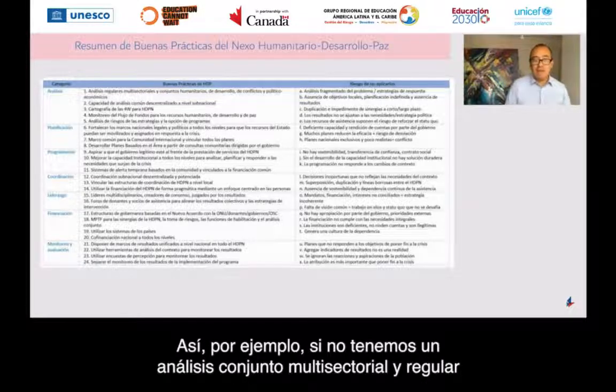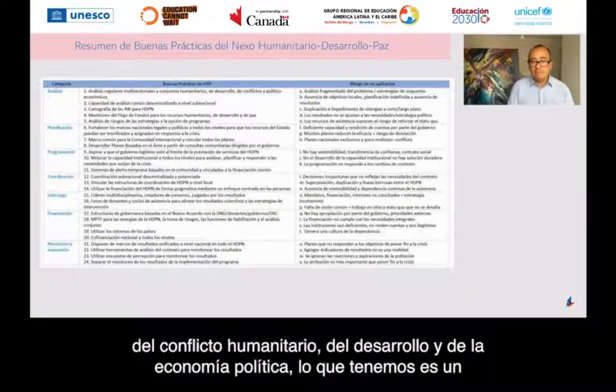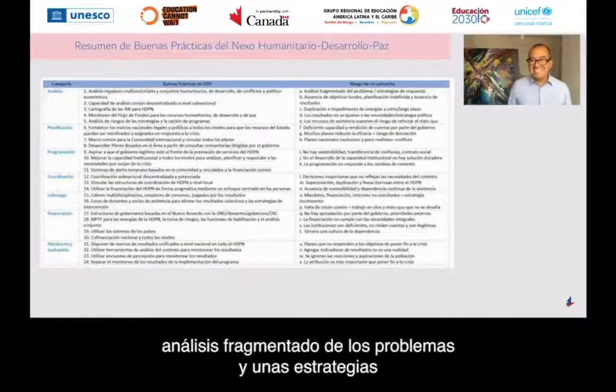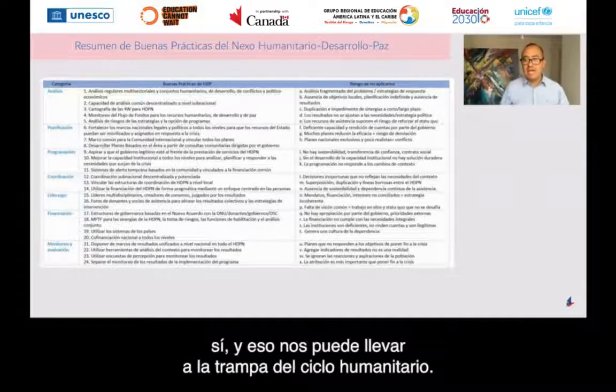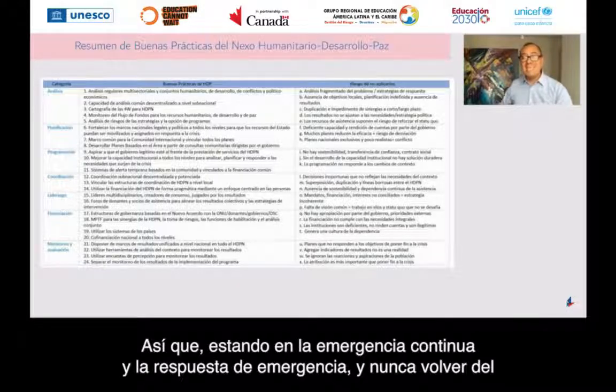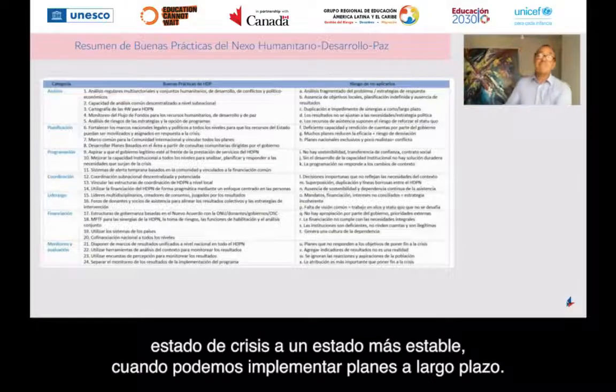So, for instance, if we don't have a regular multi-sectoral joint humanitarian development, conflict, and political economy analysis, what we can have is the risk of fragmented problem analysis and response strategies that are completely atomized and do not coordinate with each other. That can bring us to the trap of the humanitarian cycle, being in continuous emergency and emergency response and never going back from the crisis stage to a more stable stage where we can implement plans in the long term.